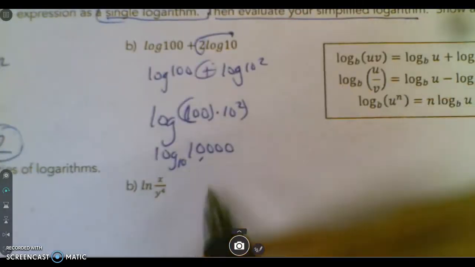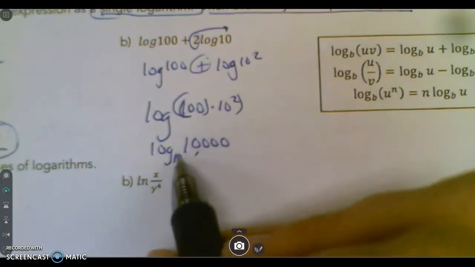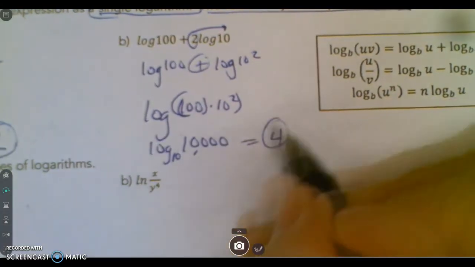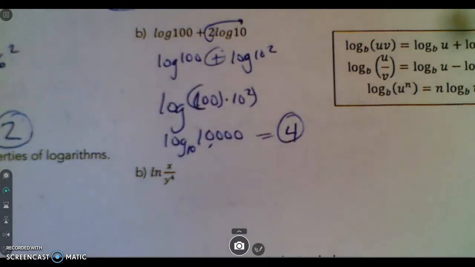And then common log is base 10. It's not written there, but you know it's there. So really, 10 to what power is 10,000? And that would be the 4th power. So your answer is just 4. Not 10 to the 4th, but just 4.